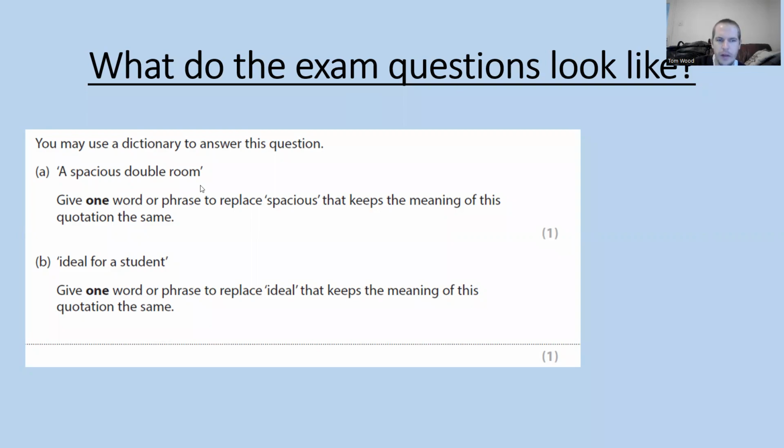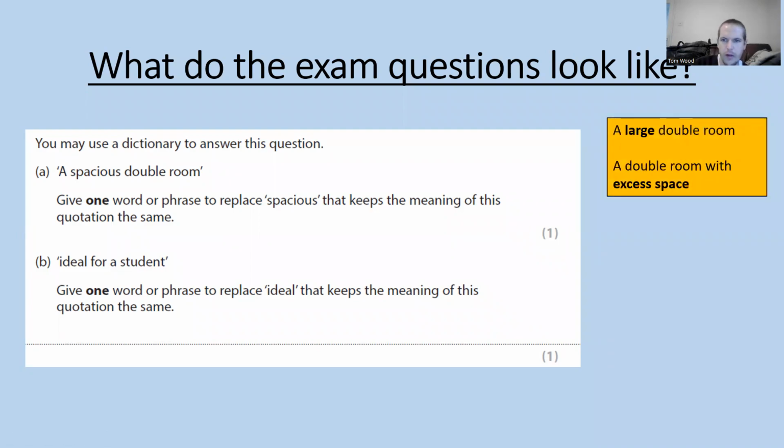So we've got a spacious double room. Can we give a word or phrase to replace this so it keeps the meaning? We could have a large double room. That could be absolutely fine. Or you could rephrase this as well if you wanted to. Yeah, absolutely brilliant. Both of them will be absolutely fine.